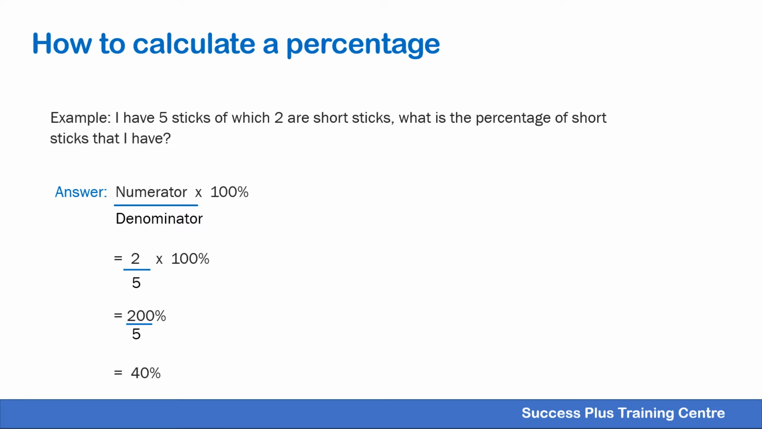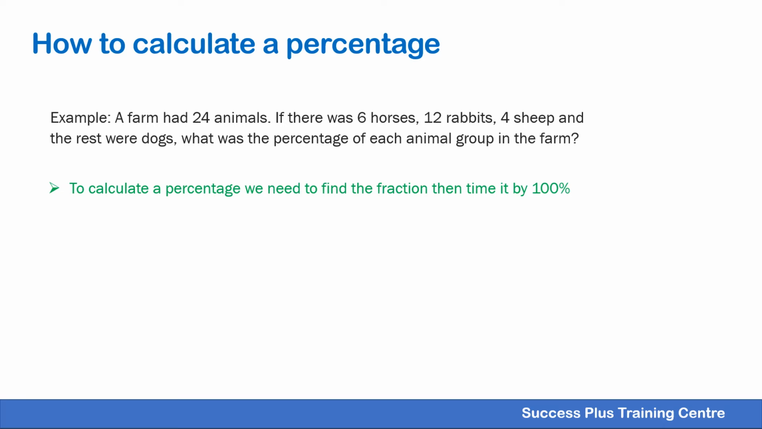Now let's replace the formulas by numbers. So the number of short sticks we have equals 2, so we'll replace the numerator by 2. And the number of total sticks we have equals 5, so we'll replace the denominator by 5. So 2 divided by 5, times 100%, and that should give you the value of the percentage, which should equal 200% divided by 5, which is also equal to 40%. Now let's have a look at another example.